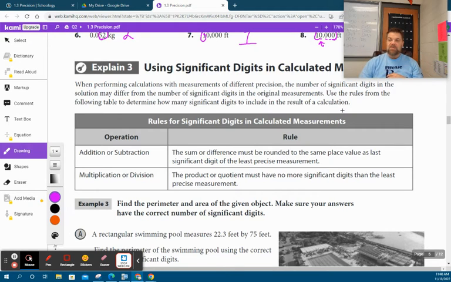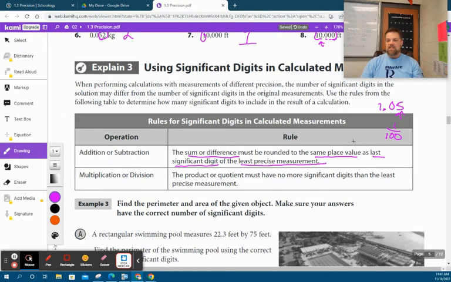But we'll read this because this is what the textbook says, and it'll probably be on the SAT in some form or fashion. It says, for addition and subtraction, the sum or difference must be rounded to the same place as the last significant digit of the least precise measurement. So if I have two measurements and I say 1, 0, 5, right? Well, that's three significant figures, but it only goes to the hundredths, right? So this goes to the hundredths. So I would round to the tenths.